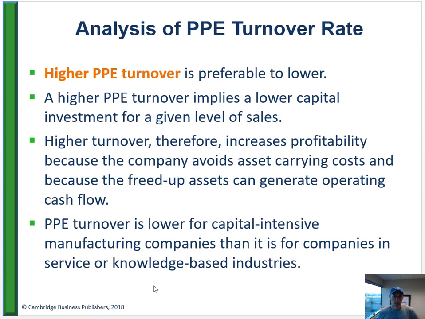So we have that number. We're going to look at it across time to see whether it's rising or falling. We're going to look at it relative to our competitors, and this is going to give us different insights into the company. And then we're going to ask, well, why is that? What's causing that PP&E turnover to go up, to go down, what's causing a favorable number relative to our competitors.